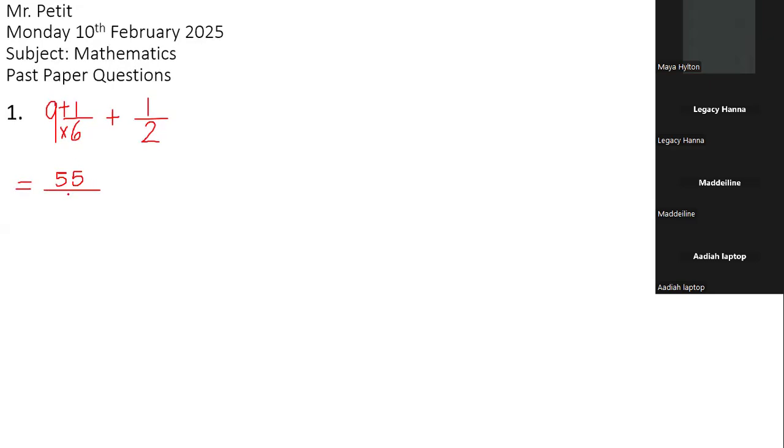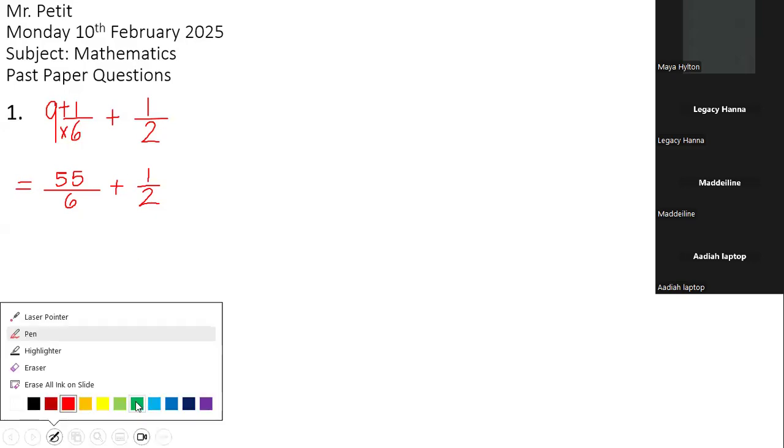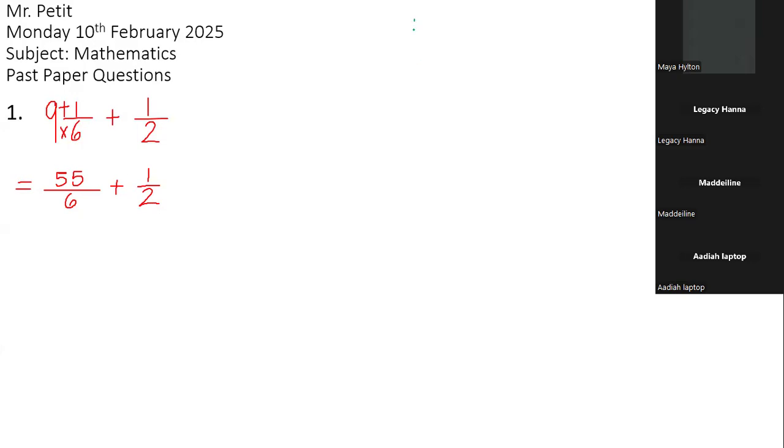So it's 55 over 6, because we keep the denominator, plus 1/2. Now our goal here is to make the denominators the same. So how are we going to make the denominators the same? We have to find the LCM. Very good. The LCM of 2 and 6.